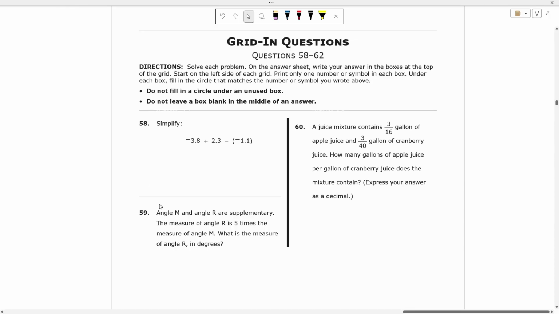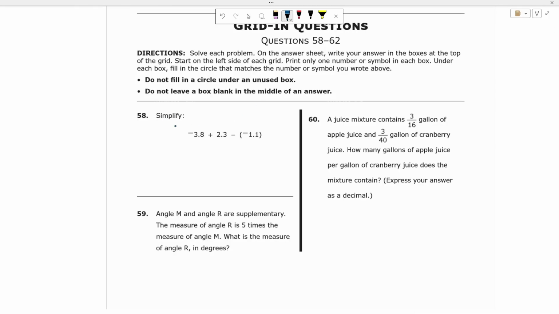with number 58. 58 asks us to simplify negative 3.8 plus 2.3 minus negative 1.1. All you have to do here is remember your order of operations, right? You have to remember your PEMDAS. So parentheses, exponents, multiplication, division, addition, and subtraction. And you're just supposed to go in order of what operations to do. Here, the only operations we have is addition and subtraction, right? So all you have to do here is literally go left to right and add or subtract.